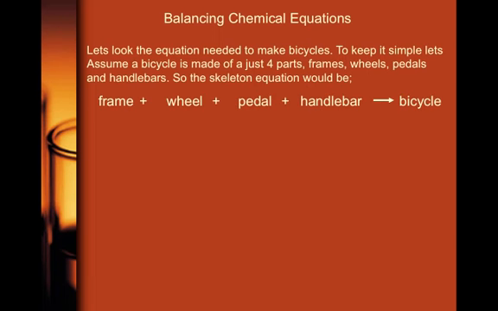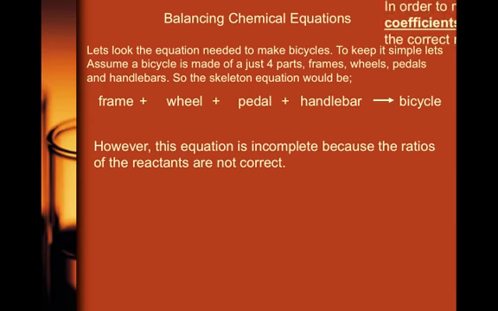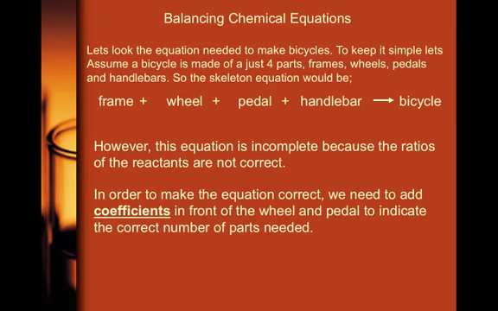Let's look at how to make a bicycle. I know there are more parts to a bicycle than this, but let's just keep it simple for the sake of simplicity. Let's say that a bicycle is made up of a frame, wheel, pedal, handlebar. Those are the parts needed to make a bicycle. So if you had an equation to make a bicycle, this would be your skeleton equation: frame plus wheel plus pedal plus handlebar makes bicycle. However, you readily see that that's not exactly correct, because you cannot make a bicycle out of those parts as they sit. You would need to add coefficients to some of the reactants to make your bicycle.